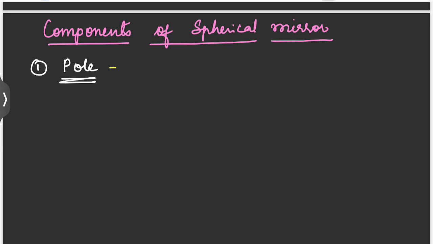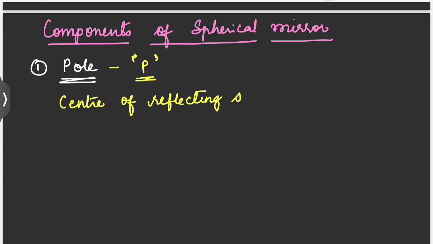The pole is represented by capital P like this. If you see capital P, it means the pole. So what is the pole? The pole is the center of the reflecting surface of the spherical mirror. This is the definition you will write if it is asked. What is the pole? It is the center of the reflecting surface of the spherical mirror.